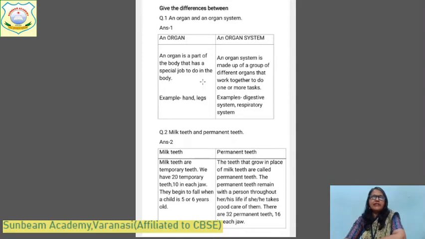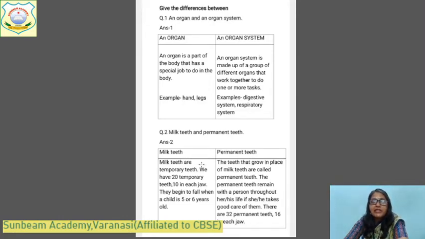Okay. Now come to the second one. You will draw a line with a scale and come to the second question. Write the difference between the milk teeth and permanent teeth. You all know a human being has 2 sets of teeth. In the early years, early months, they have milk teeth. Milk teeth are temporary teeth and they are 20 in number. We have 20 temporary teeth, 10 in each jaw. They begin to fall when a child is 5 or 6 years old and they are replaced by permanent teeth.